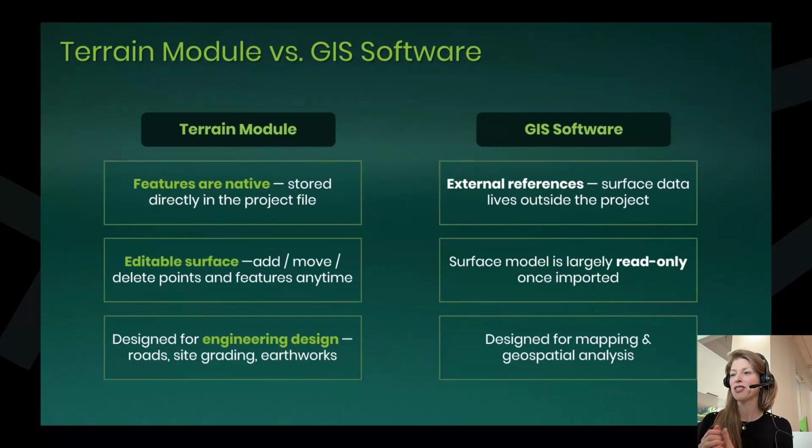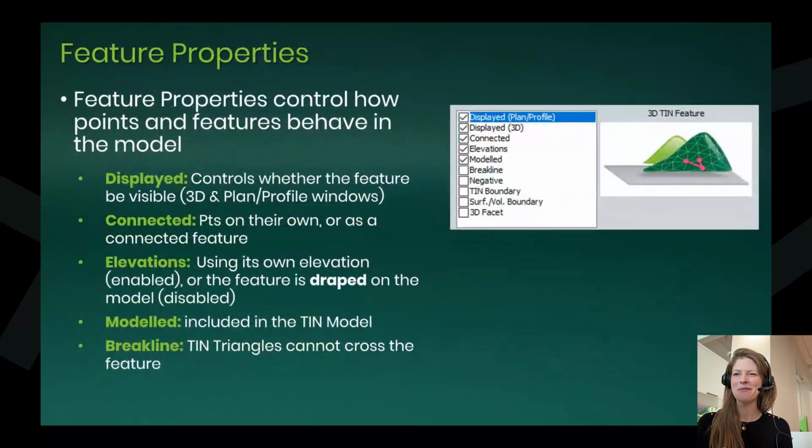If you're working in terrain, this is really for engineering type projects: roads, sites, grading, earthworks. That's what we're built for. Whereas GIS tends to end up in the mapping and more geospatial analysis side of things. So again, because we're native with our data, because it's included in the file format, and because it's not static, there is a point maximum, because you're going to need to be able to work with that in real time without any lags.